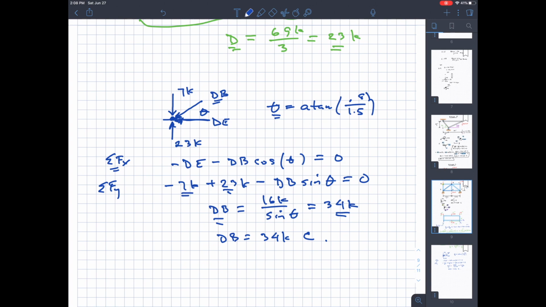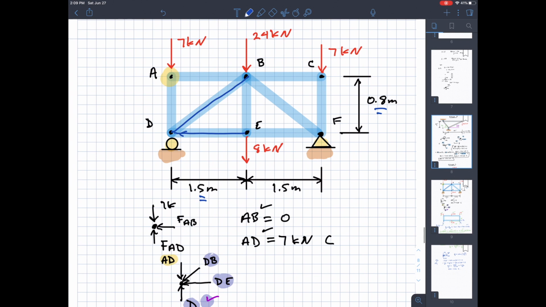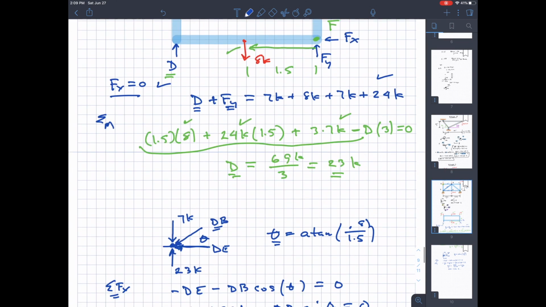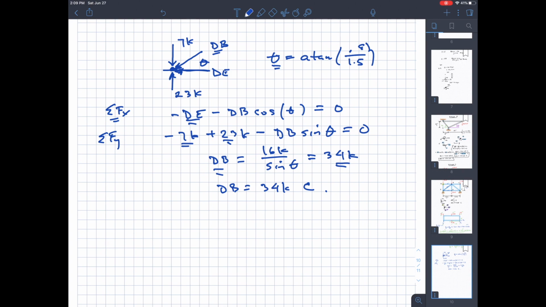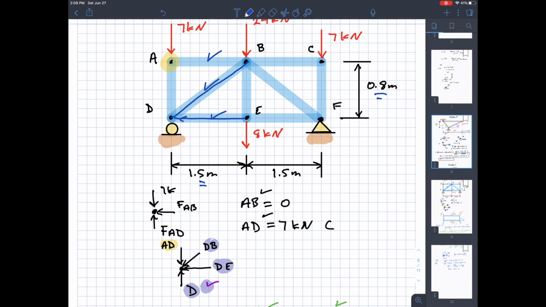That gives me one other force that I know, and from there I now know this is a 0 force member. I can solve for DE as well because I have this equation. So I'm well on my way to solving for the rest of the force members. I'm going to leave the rest of that as part of the quiz for this video to figure out the other forces involved. So you'll have to take your time and work through that and get the answers for this video quiz.